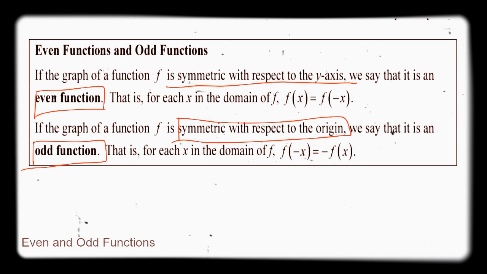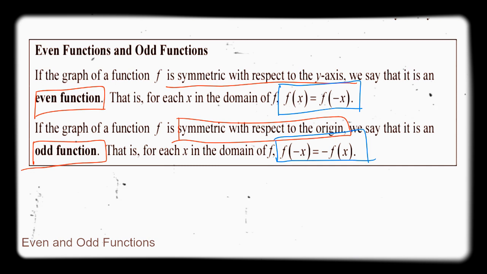And another thing we know about it is if the graph of f of x is equal to the graph of f of negative x, that function is even. And if the graph of f of negative x is equal to negative f of x, then that graph is an odd function.